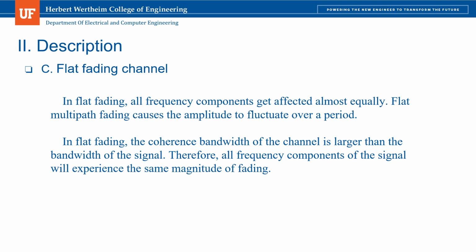And the third part is the introduction of the flat fading channel. In flat fading, all frequency components get affected almost equally. Flat multipath fading causes the amplitude to fluctuate over a period. In flat fading, the coherence bandwidth of the channel is larger than the bandwidth of the signal. Therefore, all frequency components of the signal will experience the same magnitude of fading.